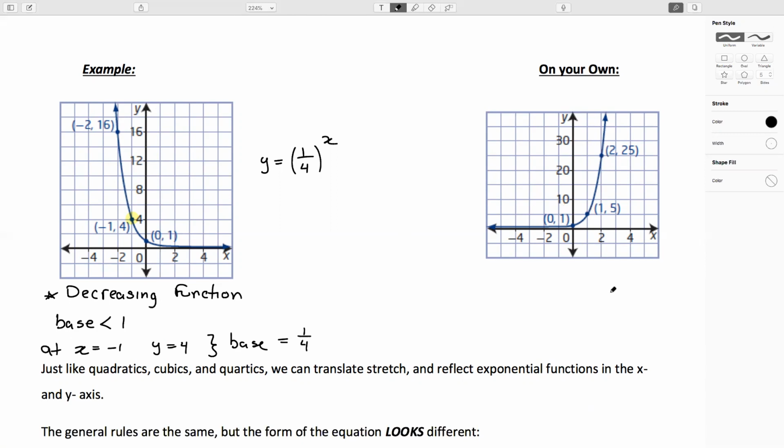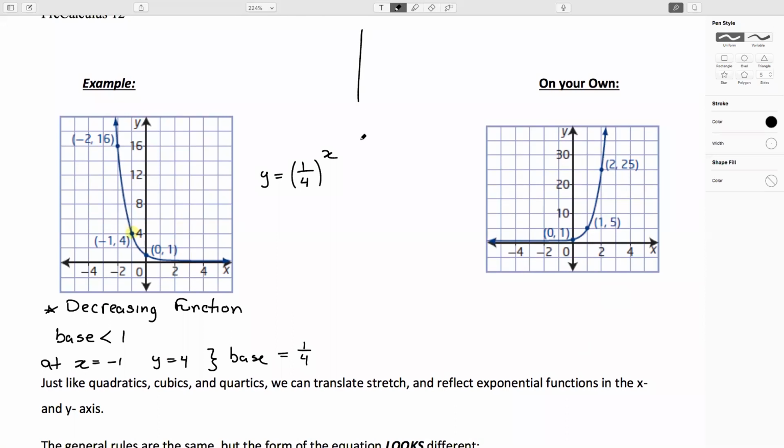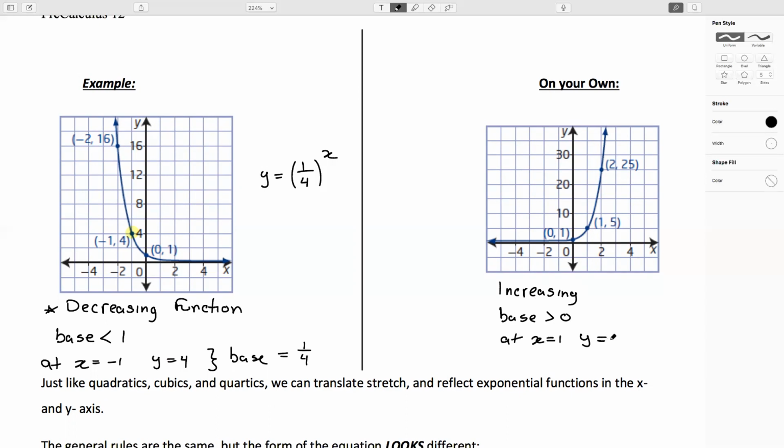Similarly, we can do the same thing on this function, but the difference is that it's an increasing function, not a decreasing function. So I'm going to go straight to the point where x equals 1. It's increasing. That tells me the base is greater than 1. At x equals 1, y equals 5. And so I know that the base is simply equal to 5. That tells me my equation is y equals 5 to the power x.